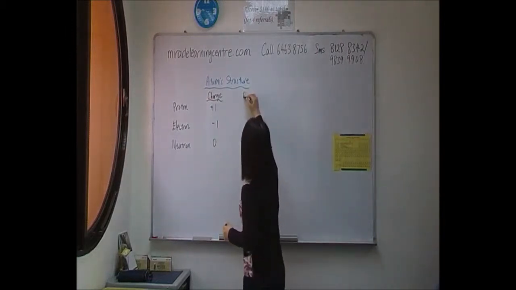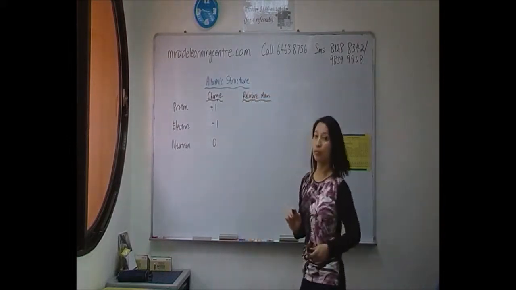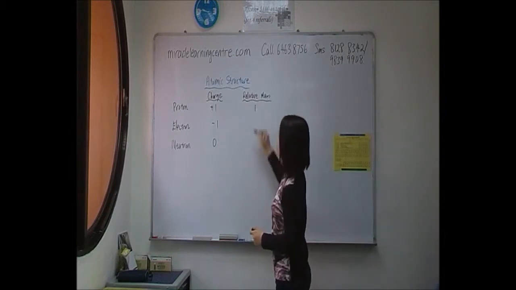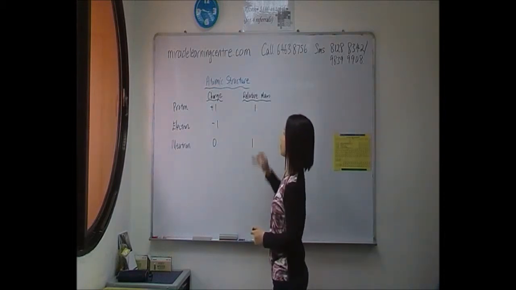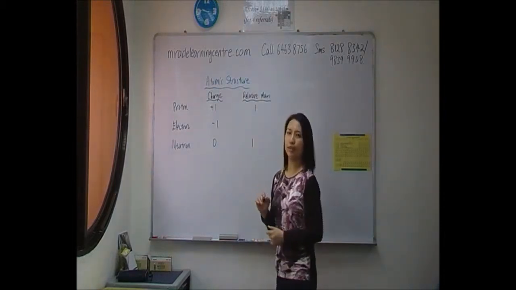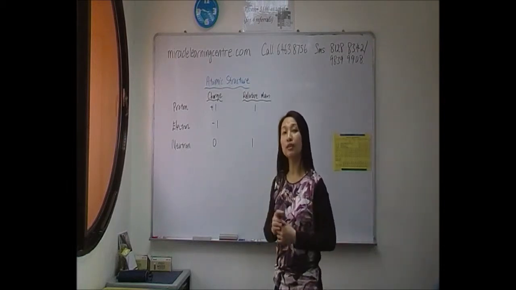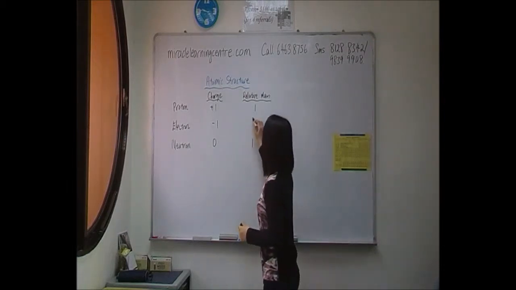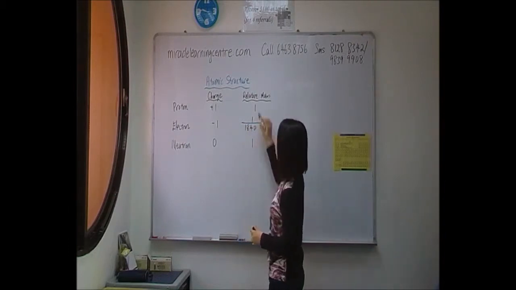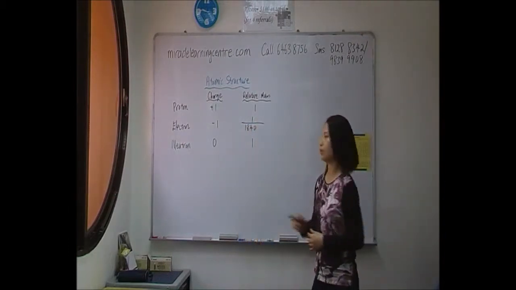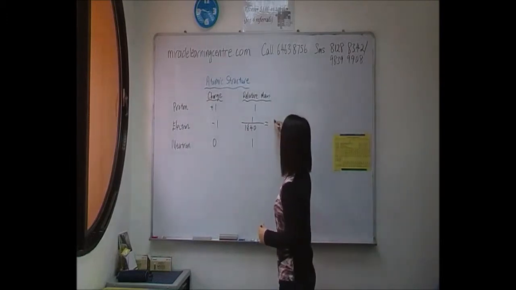And what's the relative mass? Proton has a relative mass of 1, same as neutron. And an electron is very, very light. It moves around the nucleus. It's actually 1/1840 of the proton. So it's actually very, very light. It's about 1/2000.